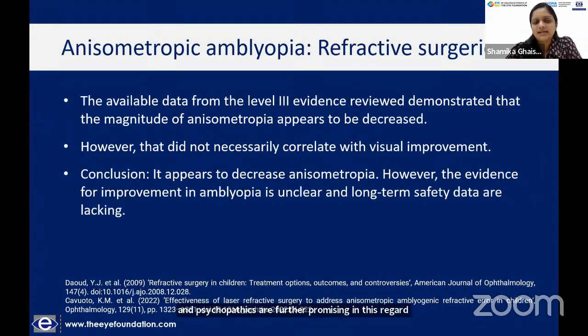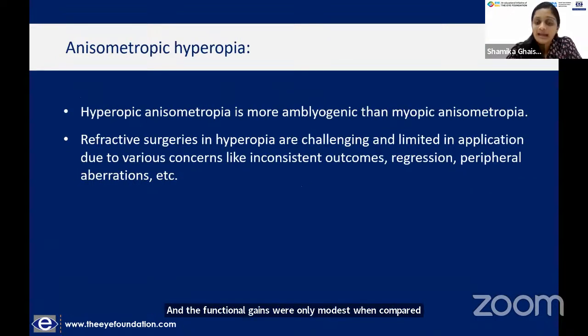There are very few comparative studies to date comparing the outcomes of conventional management with refractive surgeries. However, a review of the available level 3 evidence of refractive surgeries for anisometropic amblyopia shows that while the degree of anisometropia reduced, the improvement in amblyopia was not proportional, and the functional gains were only modest when compared to conventional management.